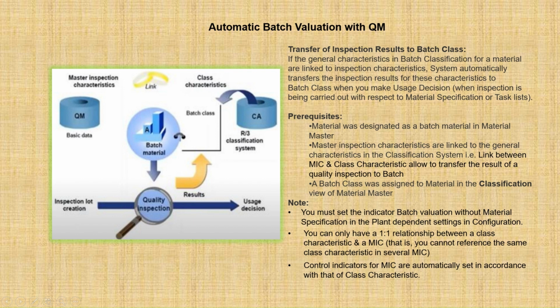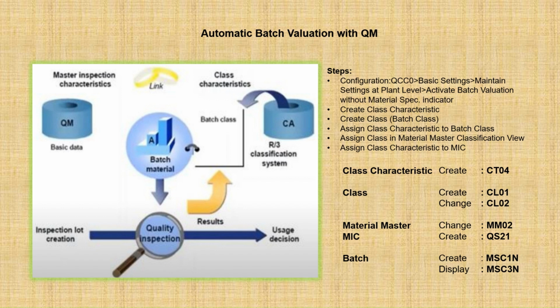The material should be a batch managed material. We have some basic master data which is required. We have an MIC which we want to test. Create a class characteristic which should have a similar kind of structure to what we are maintaining in the MIC. Then we link both the class characteristic and the MIC. Then the batch class needs to be created.